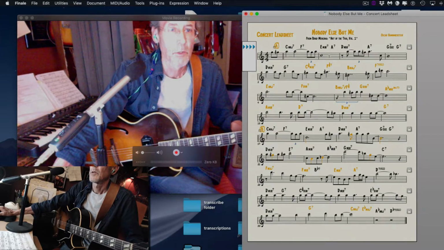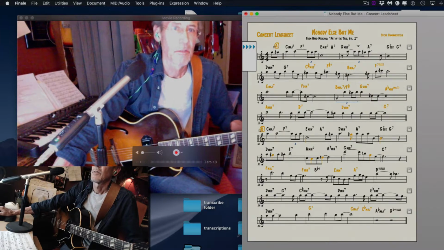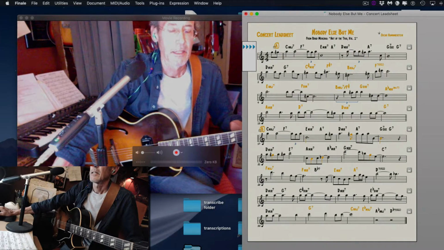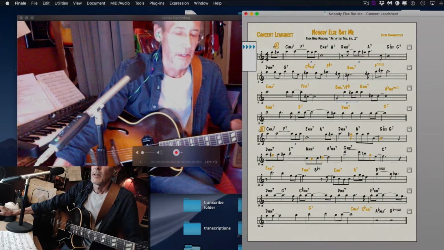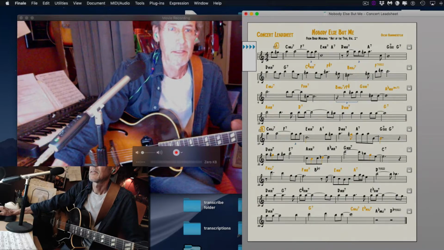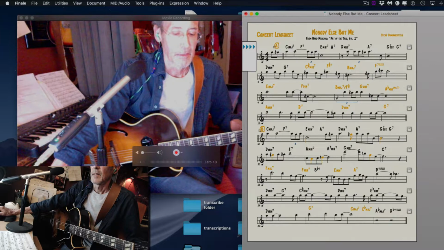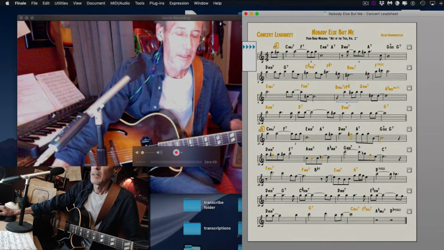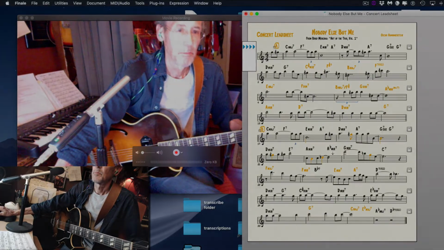So I wrote out a chart. The first thing I would do is write out a chart for the song. I've done it in Finale, but you can just scratch it out on staff paper with a pencil. That's always good, and that's the way I would start. I would just write it out in pencil on staff paper, and then put that into Finale.